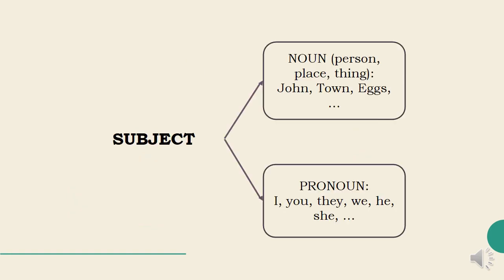What can be the subject of the sentence? First, subject can be a noun, which is in the form of person, place, thing, such as John, town, eggs, and etc. Or, subject can be in the form of pronoun, like I, you, they, we, she, and etc.